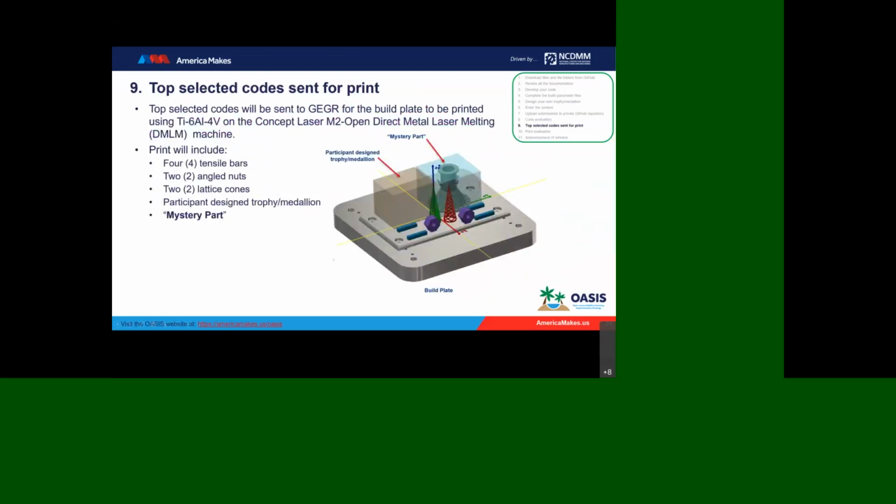Once we go through the code evaluation, the top selected codes will be sent for print. Again, not all codes will be sent. It will only be the top selected codes. They will be sent to GE Global Research for the build plate to be printed using TIE 6.4 on the Concept Laser M2 Open Direct Metal Laser Melting Machine. The print will include 4 tensile bars, 2 angled nuts, the 2 lattice cones, the participant design trophy or medallion, and the mystery part. You can see them here on the build plate as are shown.